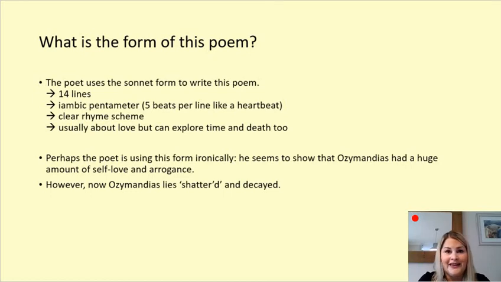However, as we know, he now lies shattered and decayed. There's nothing left of him. So what I'd like you to do is make some notes on the sonnet form. Just make sure it's written down, because then when we come back to it, you'll have the muscle memory there to think, actually, no, we have covered this at some point, even if it hasn't totally gone in. Do that now.